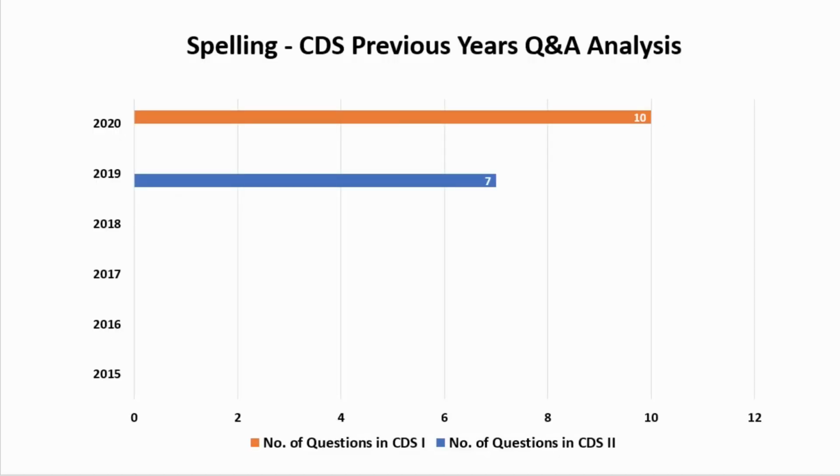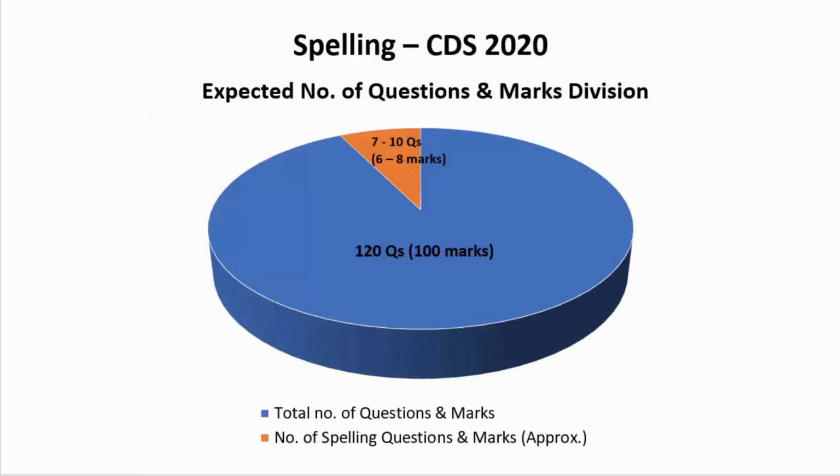Then moving on to spelling, of course, again in recent years, 2019 and 2020 only, questions from spelling have come, but not before that. So the least number of questions came in 2019 CDS 2, 7 questions, and the highest number of questions from this particular section of spelling came in 2020 CDS 1, 10. So on average 7 to 10 questions you can expect if at all the questions come from spellings, and it will carry 6 to 8 marks out of the 100 marks in the CDS English paper.